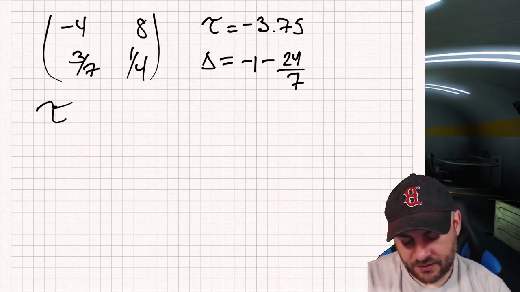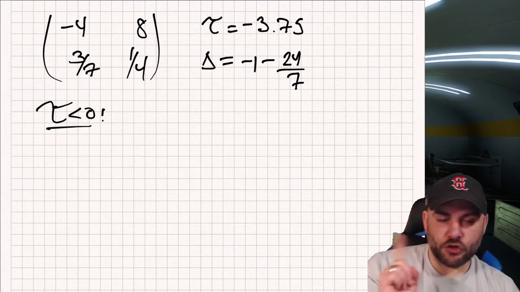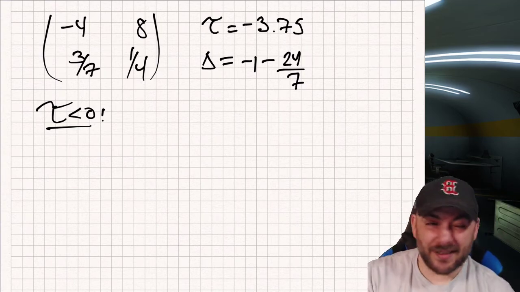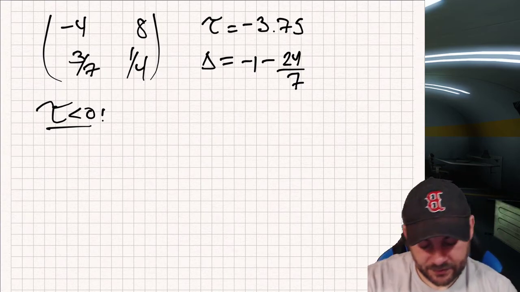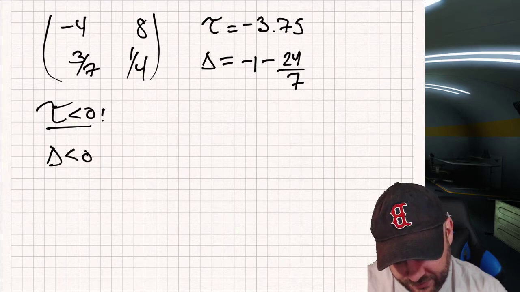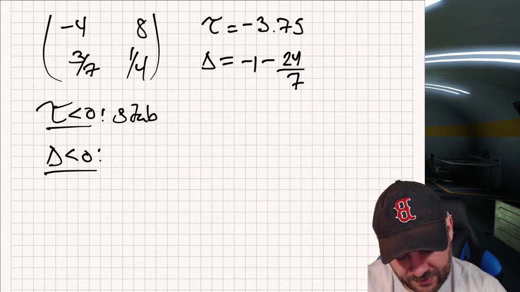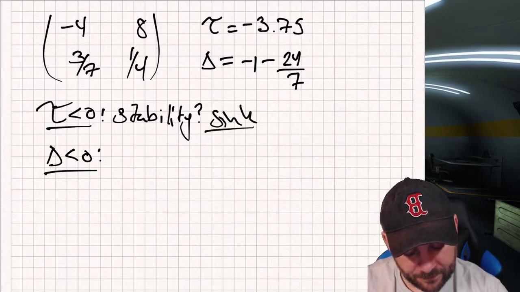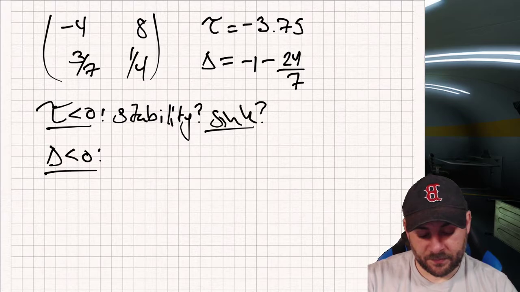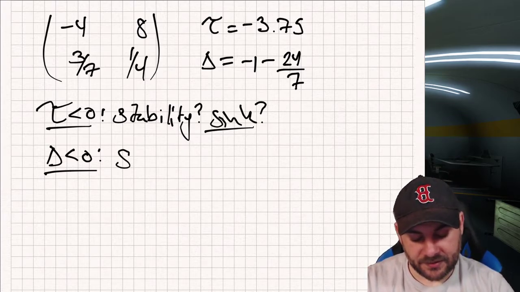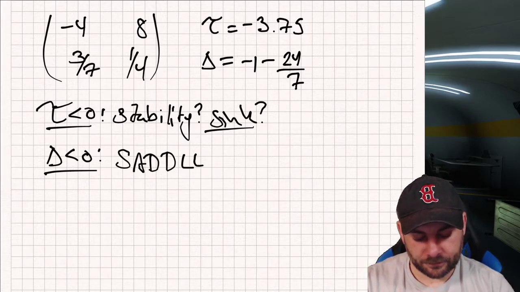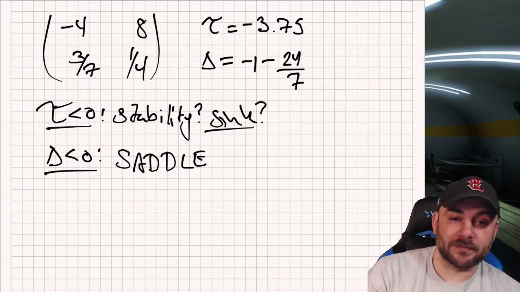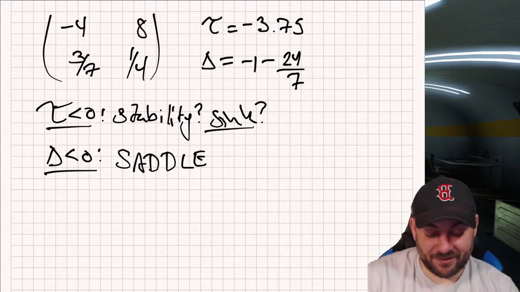My trace is negative. Do I expect stability or instability? I should probably expect stability above other things. But my determinant is negative. I'm going to write stability, and by that I mean sink. My determinant being negative immediately means I'm a saddle. And so what this is telling me is one of them is growing and one of them is crashing. Which ones? I don't know, right?